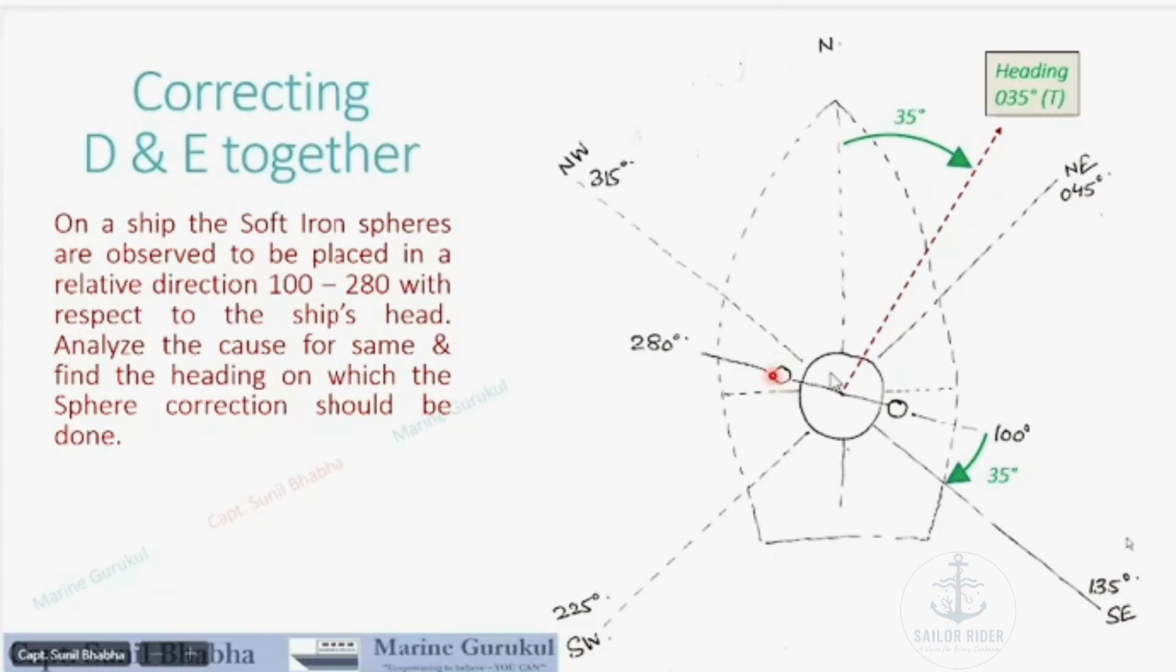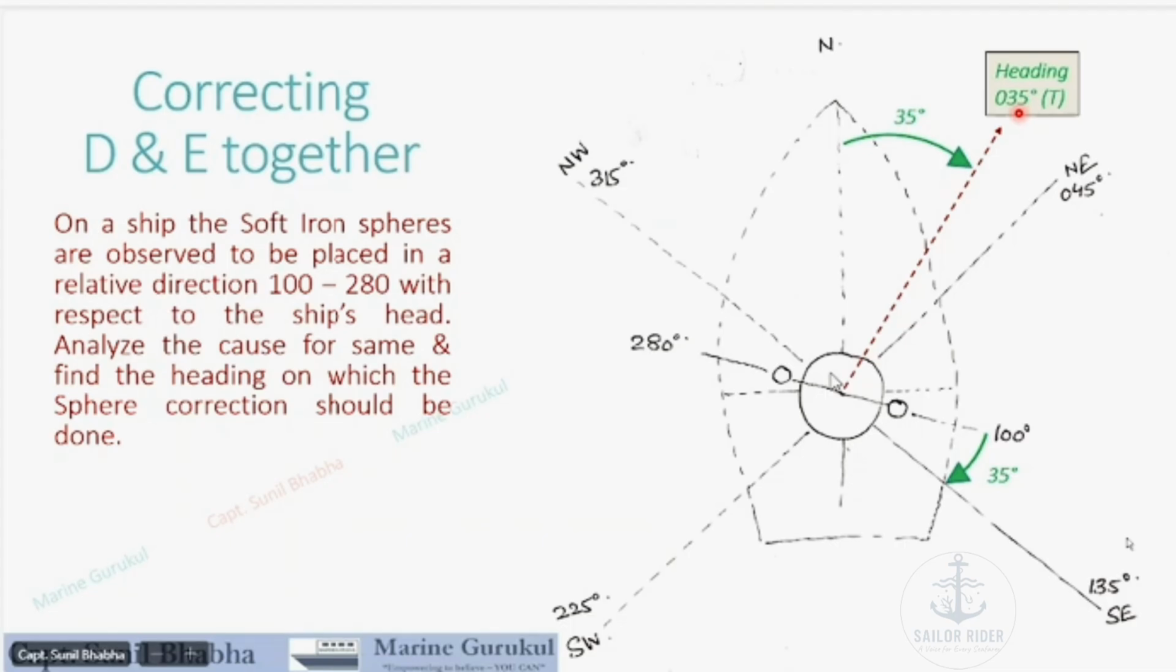The port side corrector will obviously automatically go to the northwest direction. The spheres are in reciprocally opposite directions. So if the starboard sphere comes southeast of the compass, the port corrector sphere comes northwest of the compass. So this is the heading on which the correction can be done.